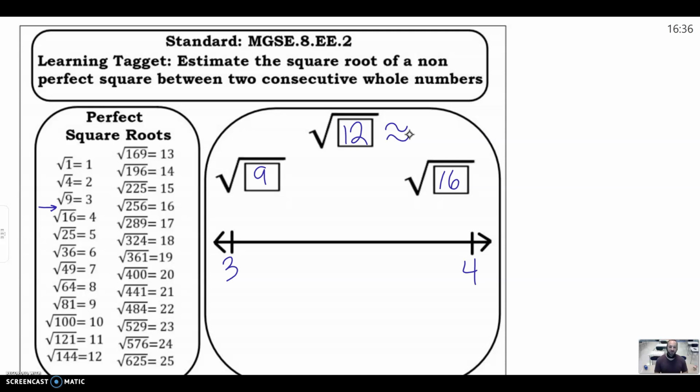To determine this, we really need to know where it is on the number line. So I'm going to go ahead and mark this out since it's our first example. Again, 3 would represent the square root of 9. 4 would represent the square root of 16. But in between those two perfect square roots, we've got a bunch of non-perfect square roots. We've got the square root of 10, the square root of 11, there's 12, 13, 14, and 15.